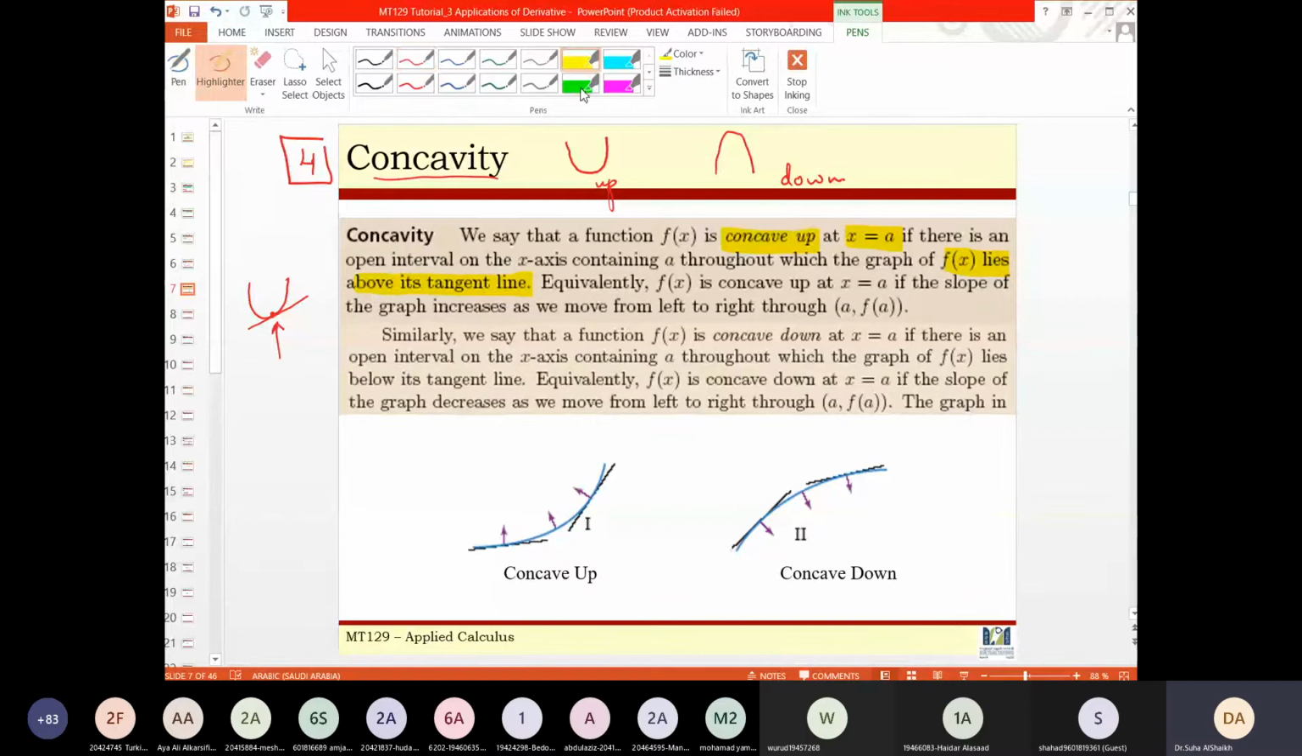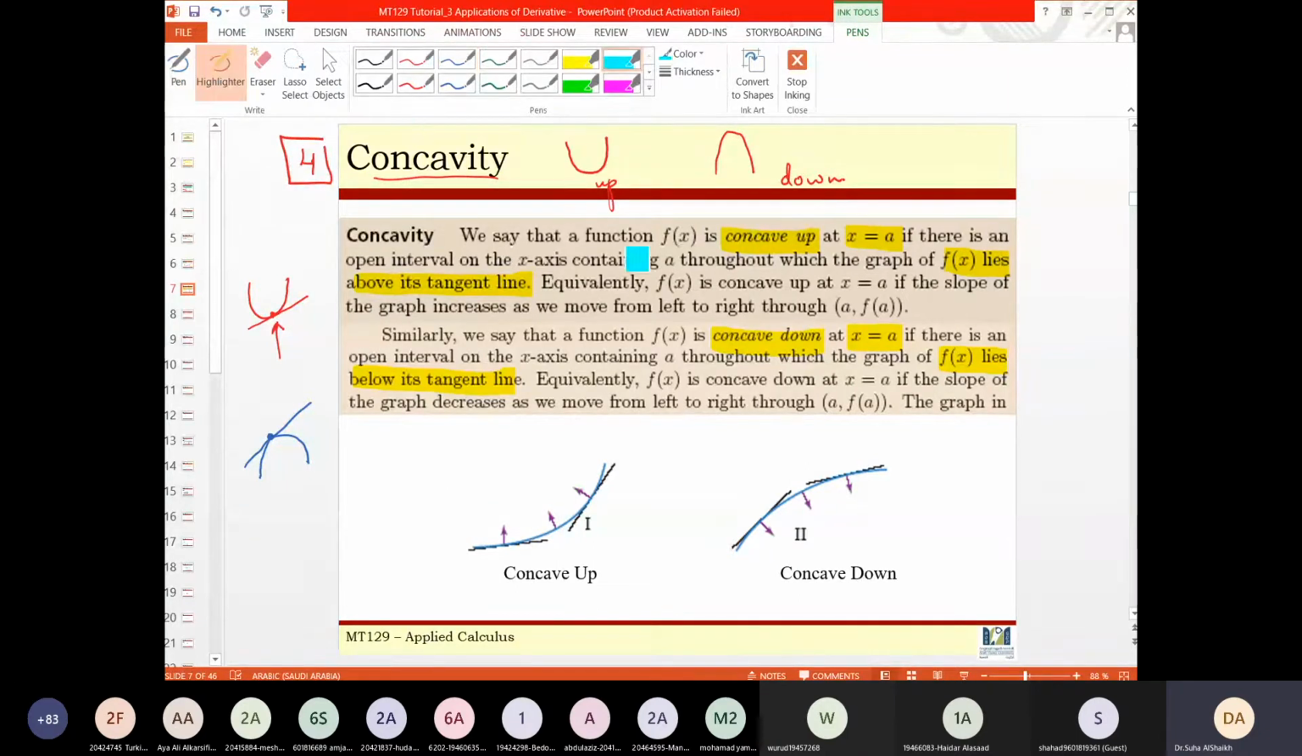And we say that the function is concave down at a point x equal to a if I can find an interval around it where the function lies below its tangent line. So my function is concave down. This is the tangent line, and my function is below the tangent line. So what does concave up mean? The function is above the tangent line. Concave down, it's below the tangent line.